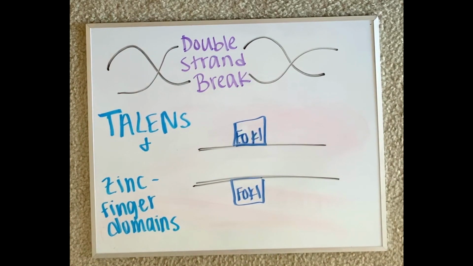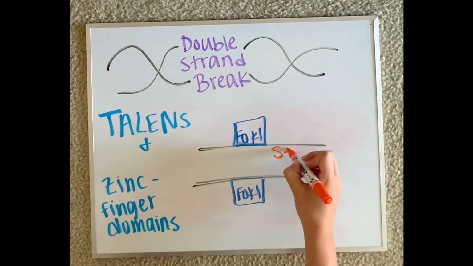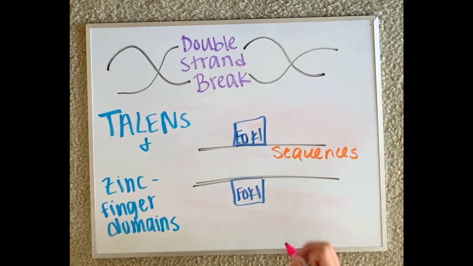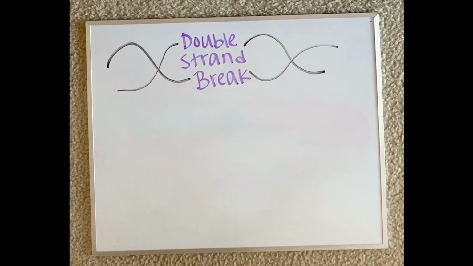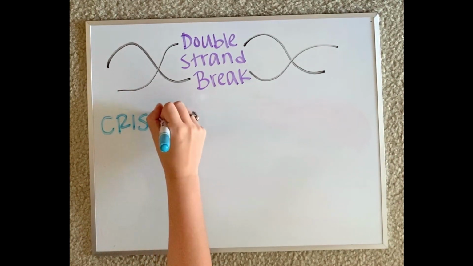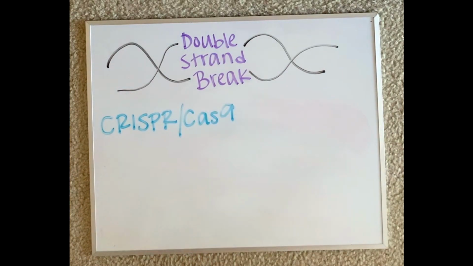Once these bind, the TALEN system is very sequence dependent, whereas zinc finger domains will have specific binding domains that will bind to the DNA. Each of these systems will then use non-homologous end joining or homology-directed repair in order to fix the DNA. There's another significant system that is used, CRISPR-Cas9.